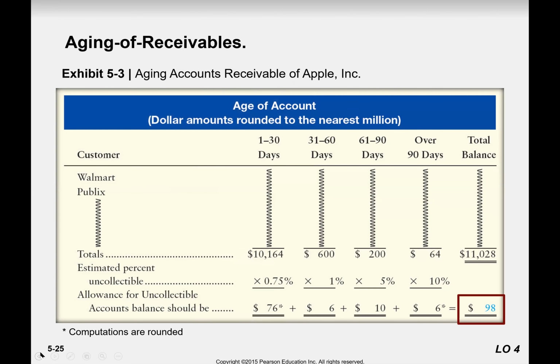No. I just meant, why? How do we know when to subtract the current accounts when we're doing the aging of receivables, right?